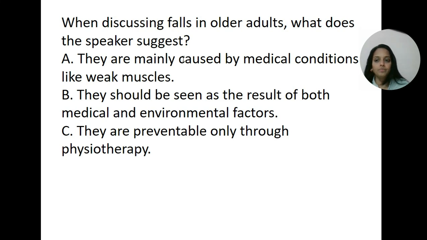Next question. When discussing falls in older adults, what does the speaker suggest? Three options are given, and the right option is option B again, because he clearly highlights lighting, flooring, absence of support, environmental plus medical. A is too narrow, and C contradicts his point. Option B is the correct answer. And we'll move on to the next question.